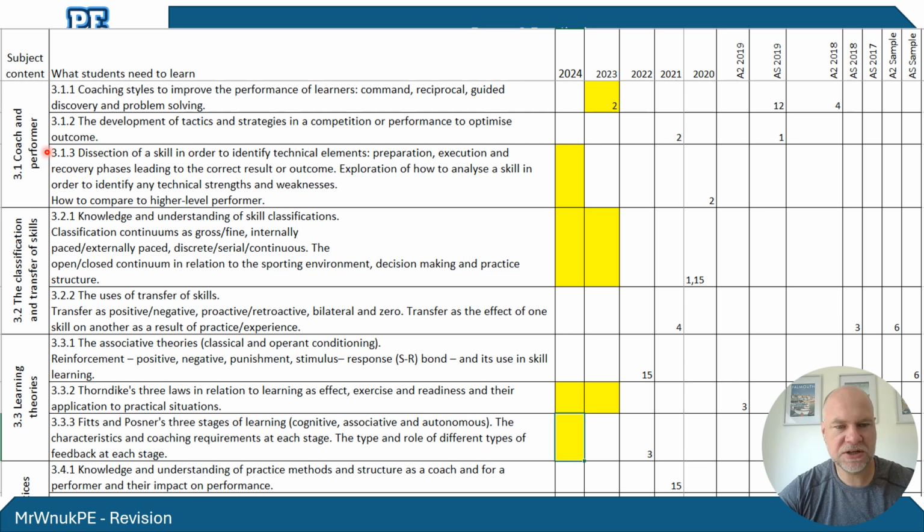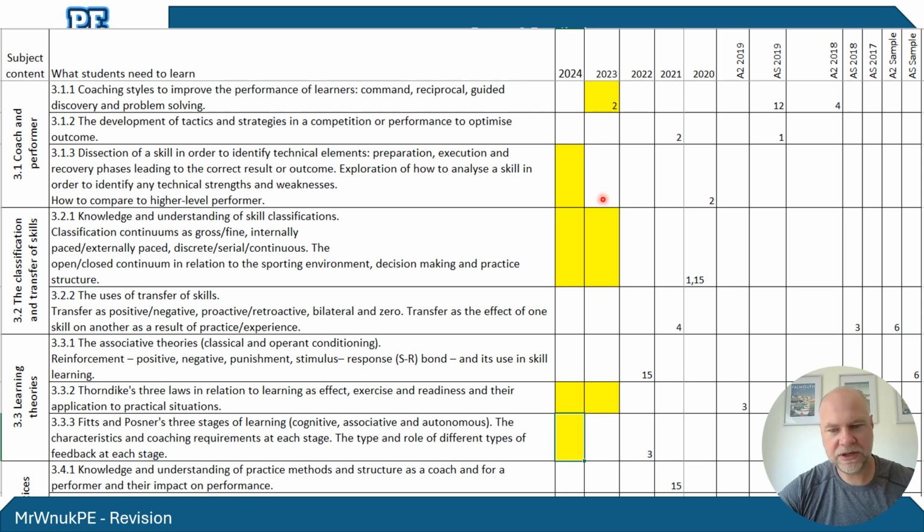So really get the specification out and look at some of these key words. So preparation, execution, recovery phases, exploration of how to analyze the skill in order to identify its strengths and weaknesses. See if you can break that one down in a little bit more detail. But again, it hasn't come up very often. If you want to get some hints, go back to the 2020 paper and have a look at the type of question, how it's worded there.